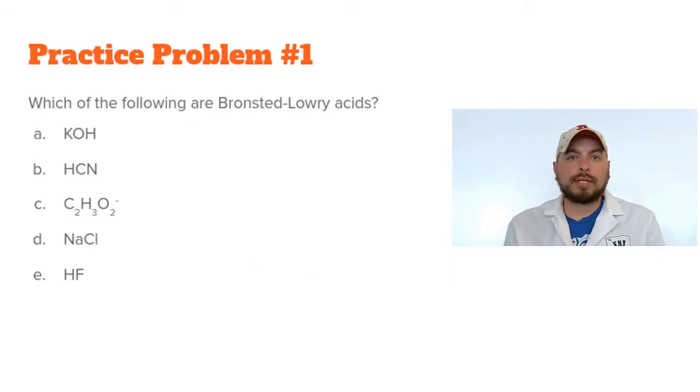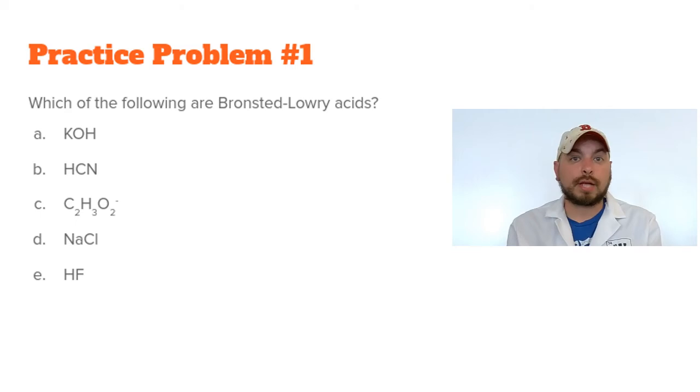Let's do a quick identification problem. I want you to tell me which of these would act as a Bronsted-Lowry acid. So the first thing you need to remember is, how does a Bronsted-Lowry acid act? It donates a hydrogen ion, an H+. That means any of the molecules that we are looking at in this problem need to be able to give up an H+ ion.